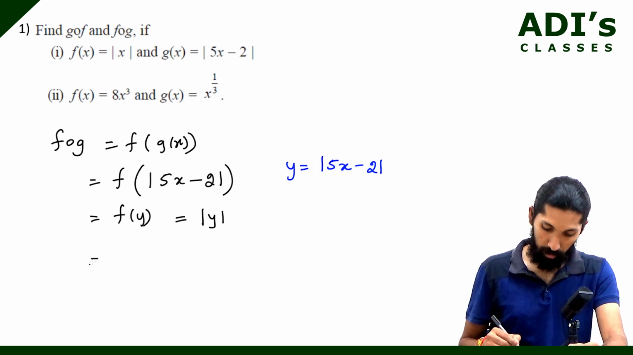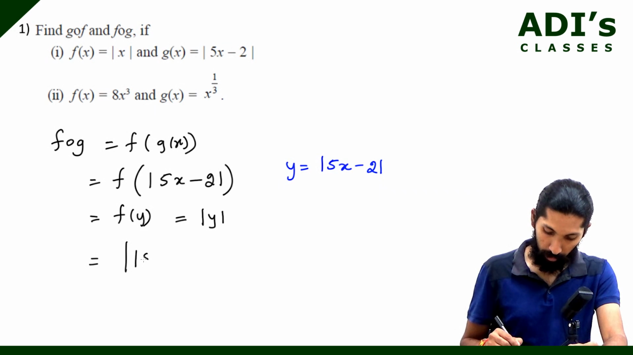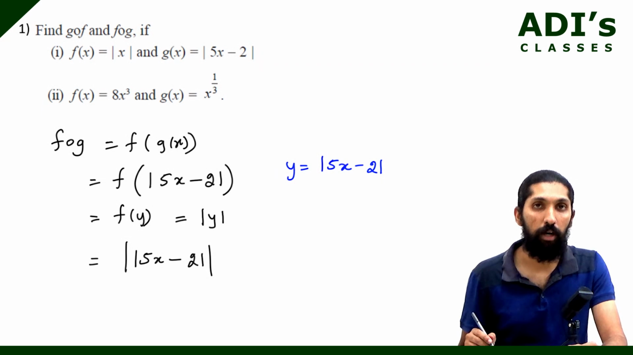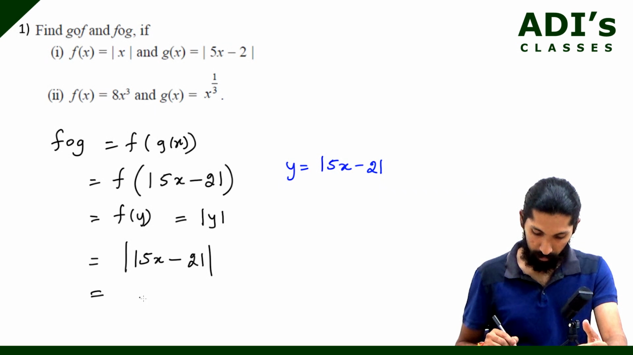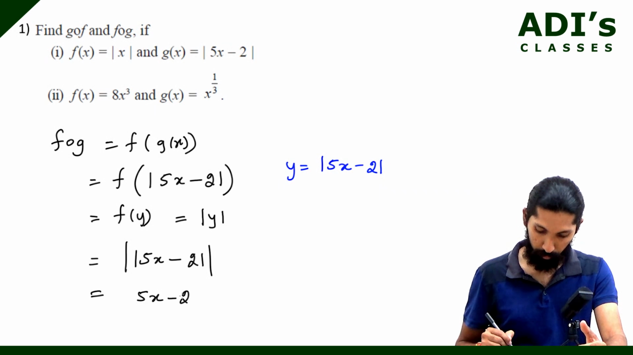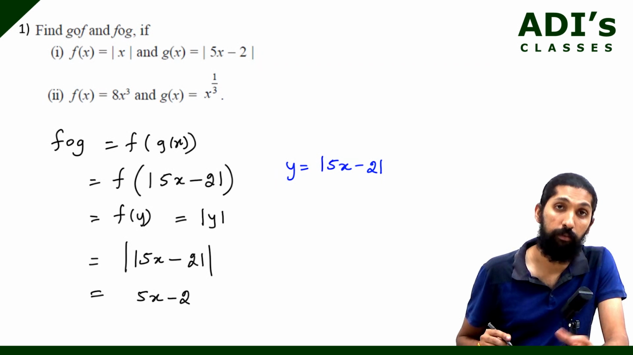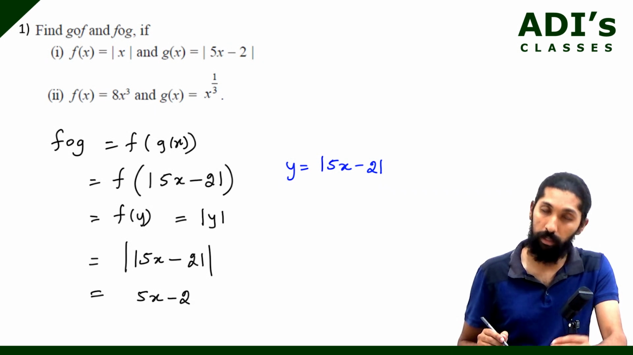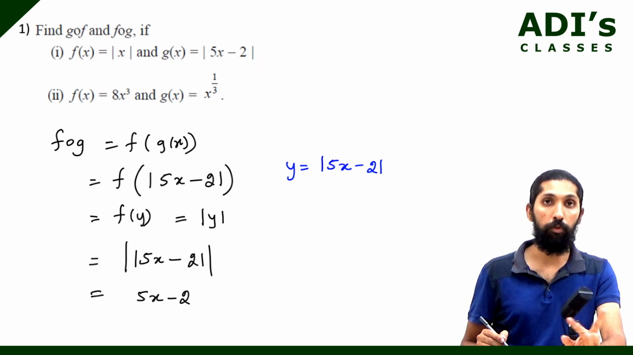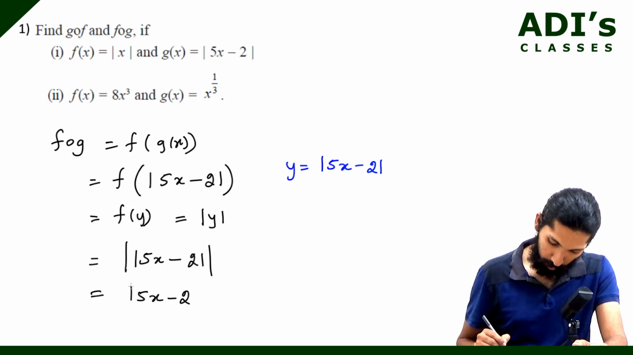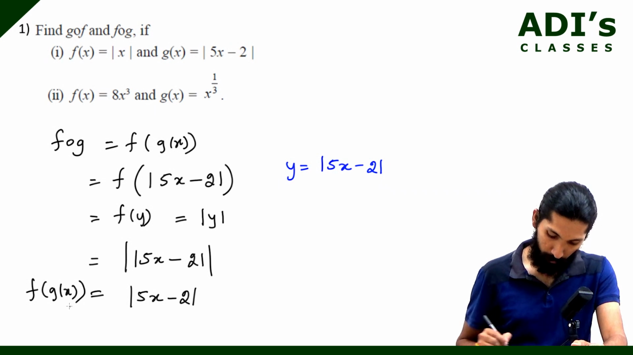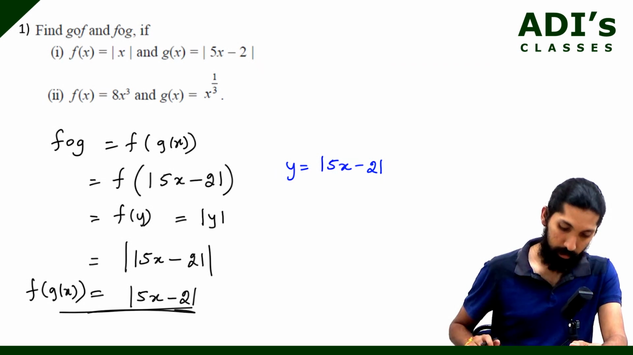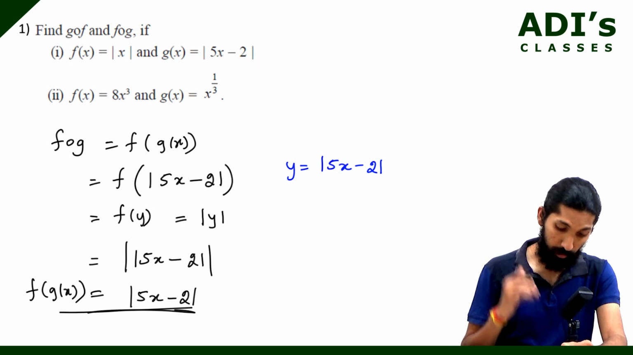So we'll get mod of, again mod of 5x minus 2. See, when you have modulus twice, we can just write it as mod of 5x minus 2. Like, see, this value can never be negative, isn't it? It can never be negative. So instead of two modulus signs, you can just put one modulus sign. This is also fine. F of g of x, this is going to be the answer. Okay, now we'll do the second one.